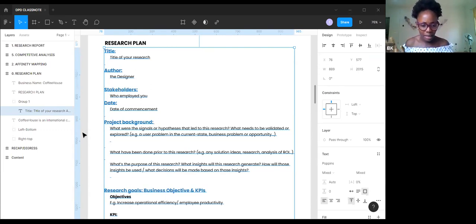Sorry, were you given any templates for your research plan? Do you have any templates that you're working with? Yes. Any documents? Yes. Beautiful. So your research plan, of course, there has to be a title.